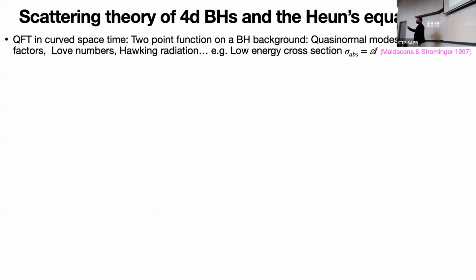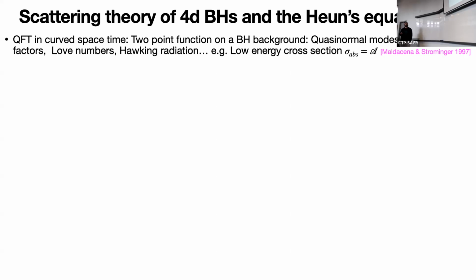Because actually these kinds of equations have appeared a lot in the literature, not in the amplitudes approach, but a lot when people are doing scattering theory of four-dimensional black holes. For instance, it appears when we are doing computations in quantum field theory in curved space-time. In those scenarios, what people are interested in doing, for instance, is computing the amplitude on these backgrounds, which is going to provide quasi-normal modes, greybody factors, Love numbers, Hawking radiation, etc.